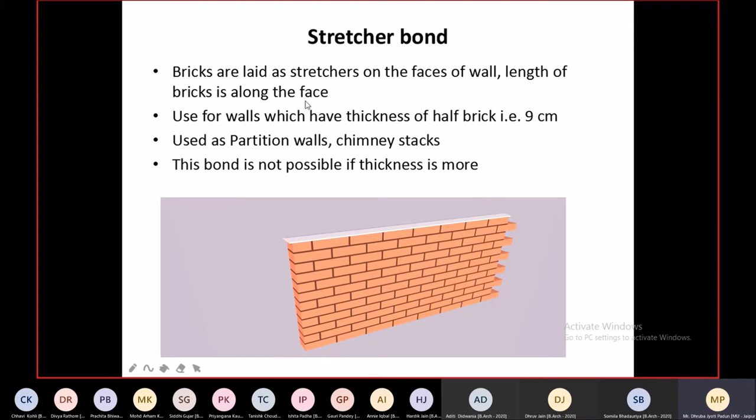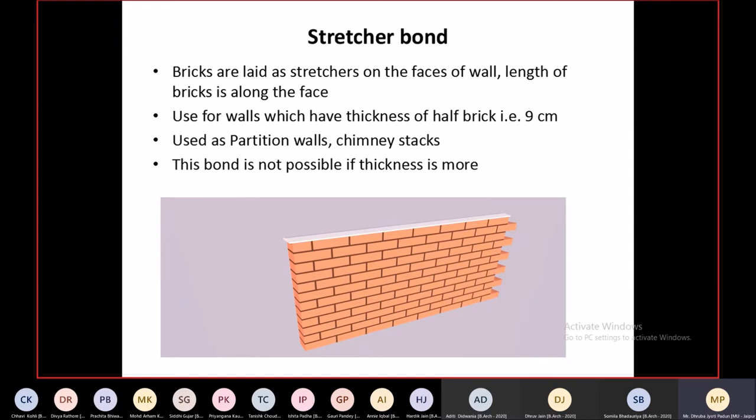The length of the brick is along the face. So we could see all the stretchers of these brick units. This is stretcher, this is stretcher, this is stretcher. So all the stretchers. Then used for walls which have a thickness of half brick, that is 9 cm.